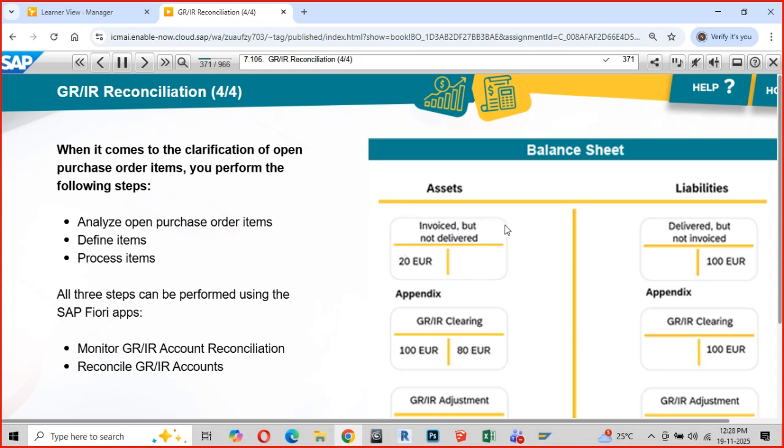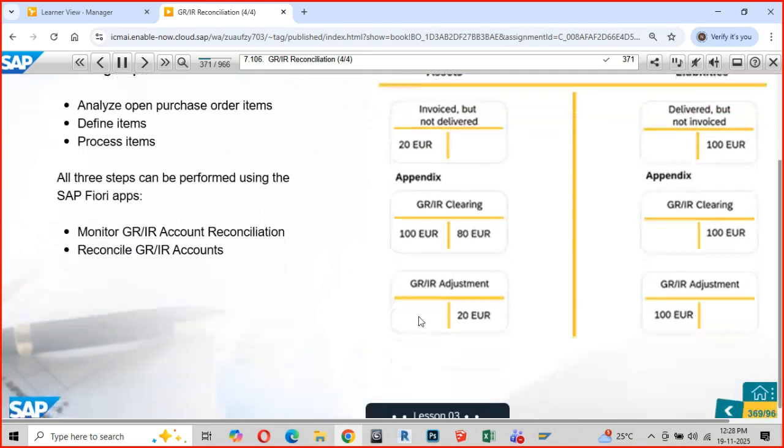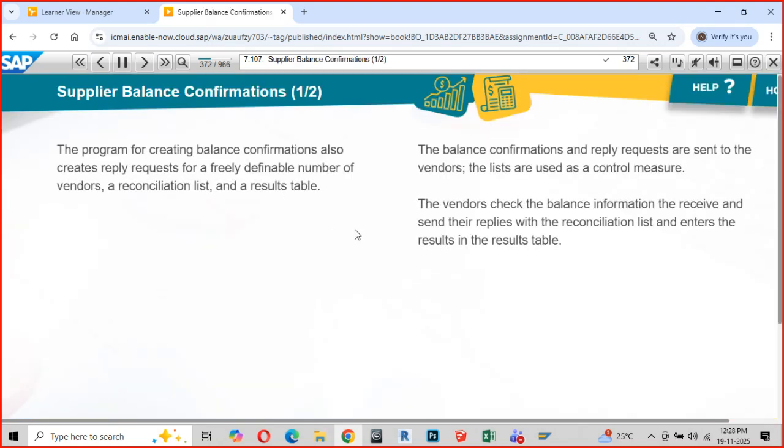This could also be one of the scenarios. Invoice would have already got raised, but goods wouldn't have got supplied. The reverse cases, the goods are delivered, but we have no invoice. So like that, it is analyzed.